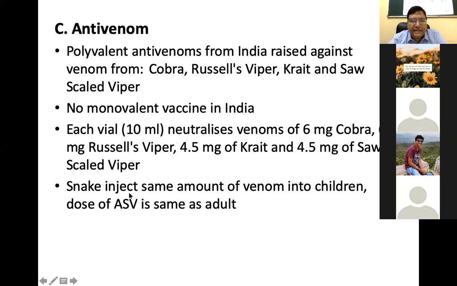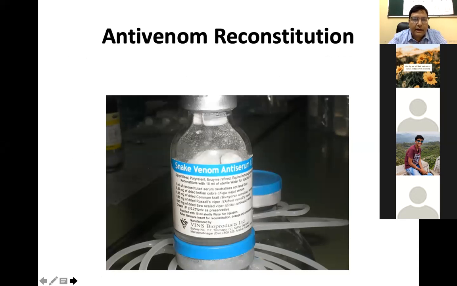A snake injects the same amount of venom in a single bite, a constant or particular amount of the poison. So it doesn't vary whether a kid or an adult has got a bite. The dose of this anti-snake venom remains the same for either children or adults. Here you can see how many milligrams it is going to neutralize for the Indian cobra, common krait, Russell's viper, all written.